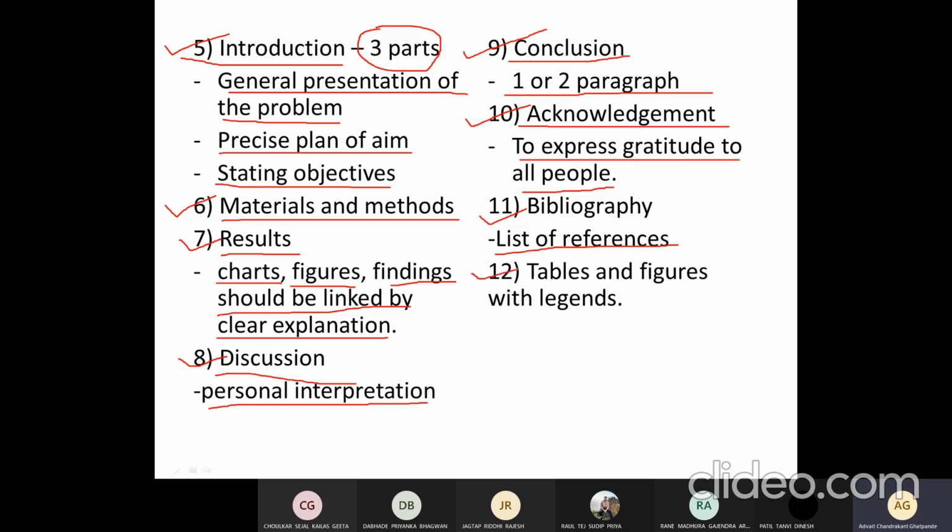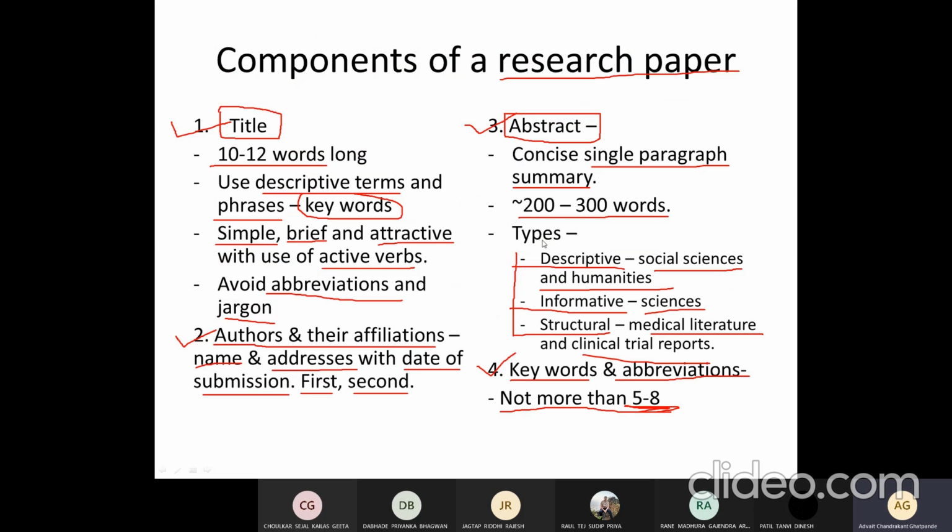And finally, the supplementary material or the excess material should be given in tables or figures with proper legends. Okay. The extra material should be given here so that the reader will get extra knowledge about the experiment done or the fact findings. So in this manner, these are different important parts or components of a research paper.